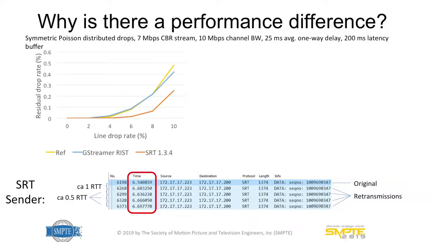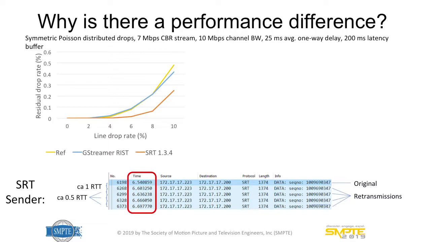For SRT, we saw that they got 7, which is a bit unexpected because you would think 4 is a maximum. So when we start looking at it, it's actually quite simple. This is a capture of the SRT sender side. It's one original packet, and 4 retransmissions, and then it's recovered. And if you look at the pacing of the retransmissions, you can see that they actually go out at a pace of half an RTT.